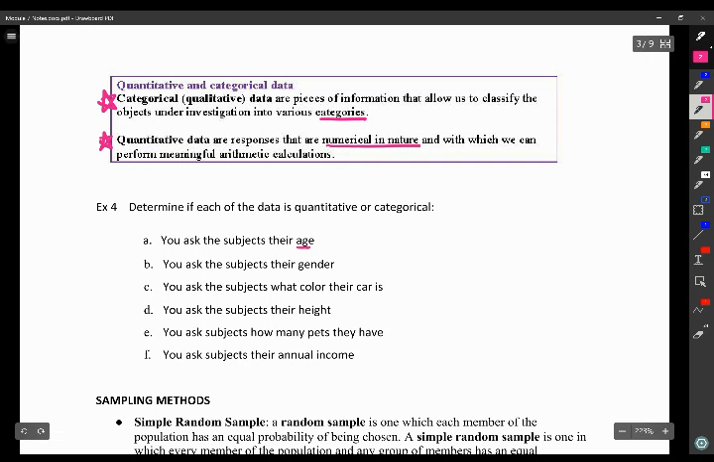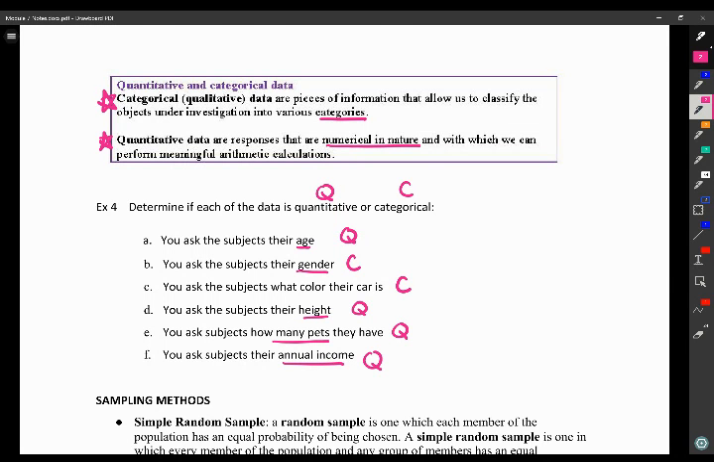Because it's an age, it's quantitative. Because it's asking for a gender, it's qualitative or categorical. So we'll do quantitative as Q, categorical as C. If we talk about the color of your car, that's categorical. If we talk about the height, that's quantitative. How many pets, that's a number, so it's quantitative. And your annual income is money, so it's quantitative, it's a number.